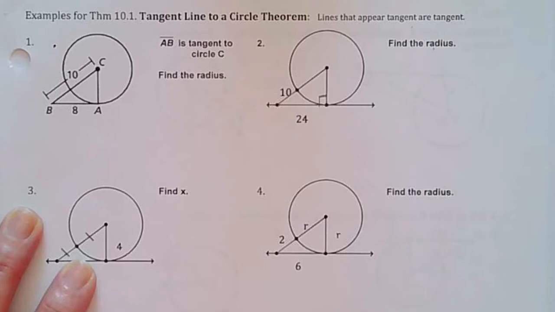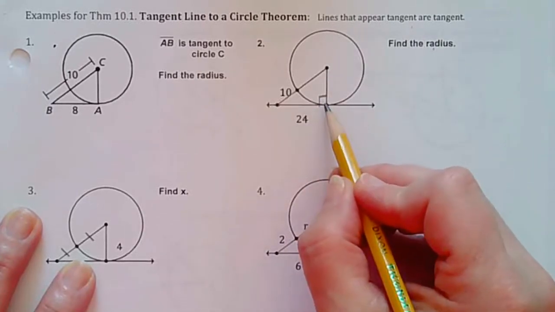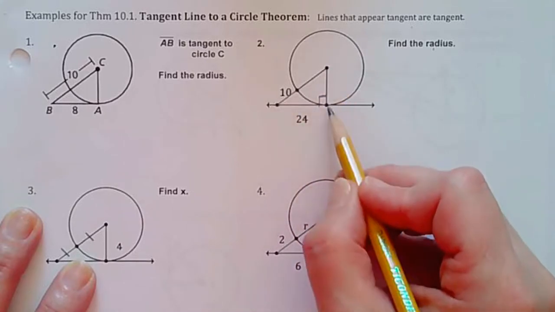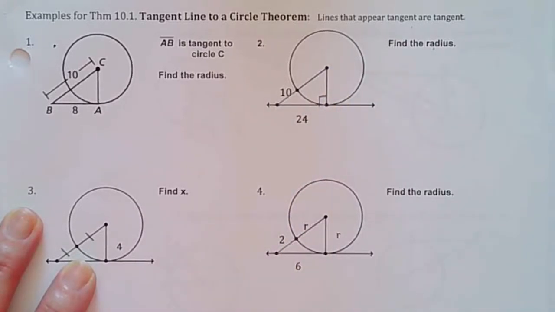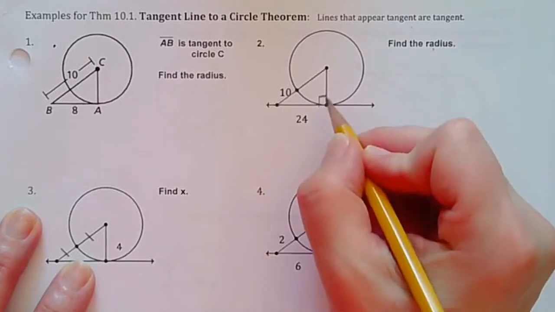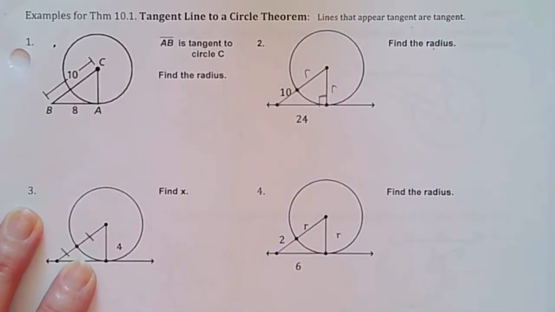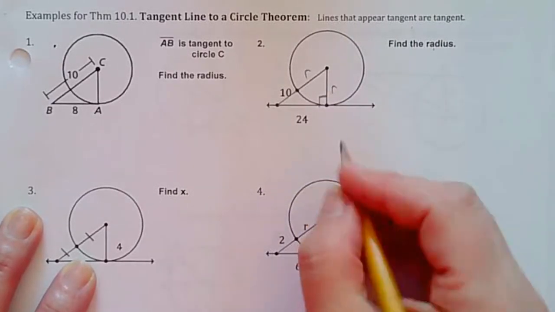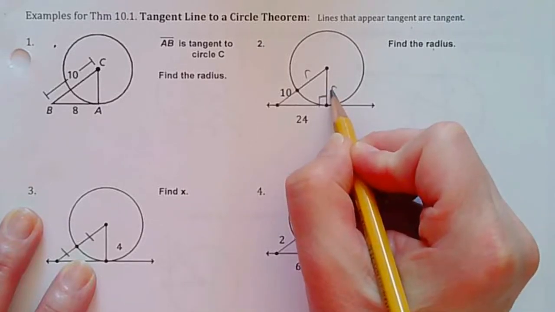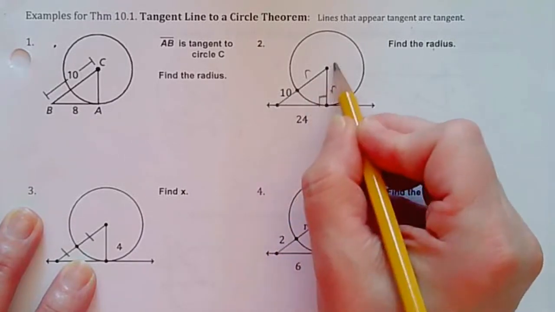Now I have a right triangle. When I have a right triangle, I can use my Pythagorean theorem, a squared plus b squared equals c squared, but it looks like I have two sides that I don't know. Remember, these are your radii, and they are the same. So I'm going to put the same variable here and here, and that way there's only one variable in our equation. A squared plus b squared is equal to c squared.